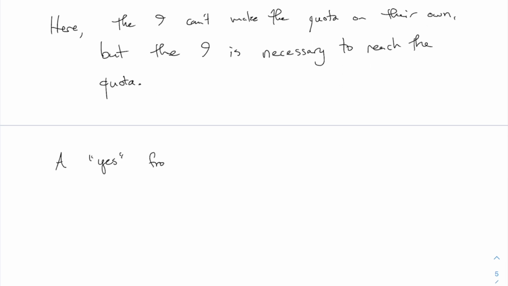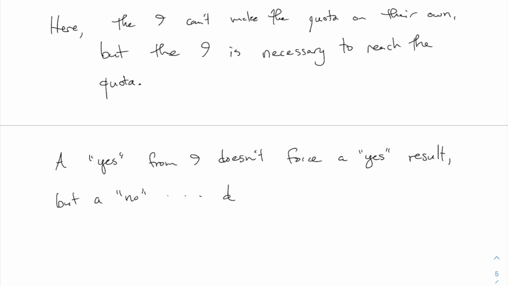A yes from the 9 doesn't force a yes result, but a no from the 9 does force a no result. Right? The 9 is not capable of passing the law or whatever by themselves, but they are capable of shooting it down. All right? There's a word for that in politics.